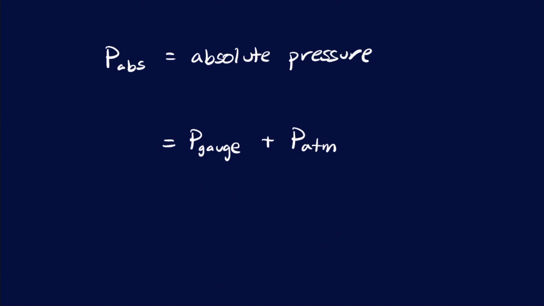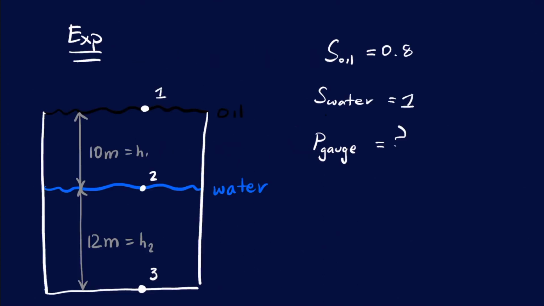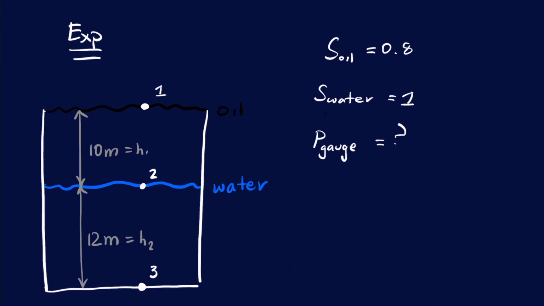That's pretty much it. So in this example, we have a container that's filled with oil and water, and the oil is less dense than water, so it floats on top of it. What we're trying to find out here is the gauge pressure at points 1, 2, and 3. The first thing we can assume is that the pressure at the bottom of the tank, so at point 3, will be greater than the pressure at the top.